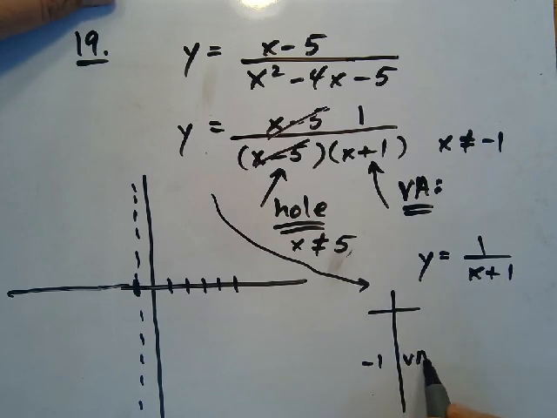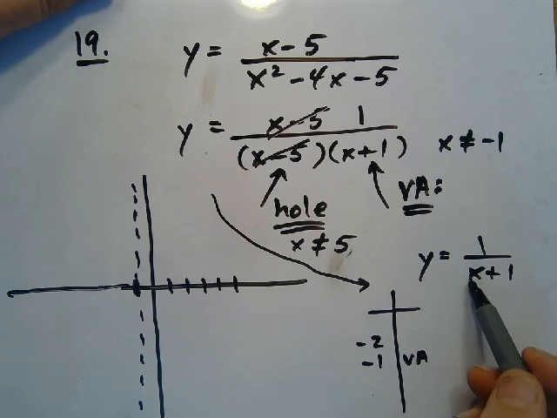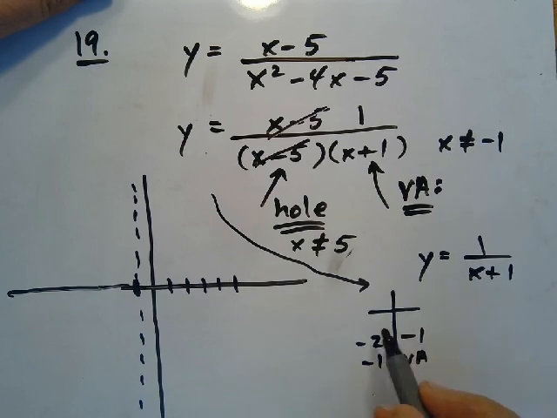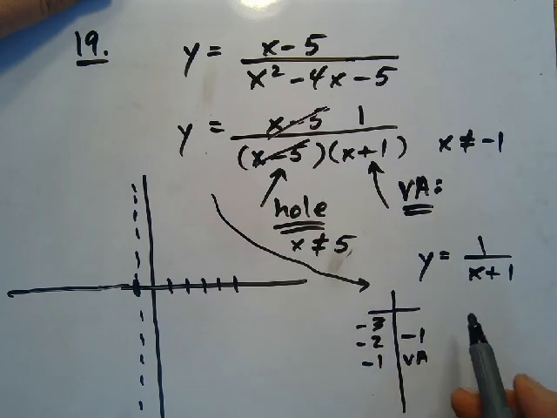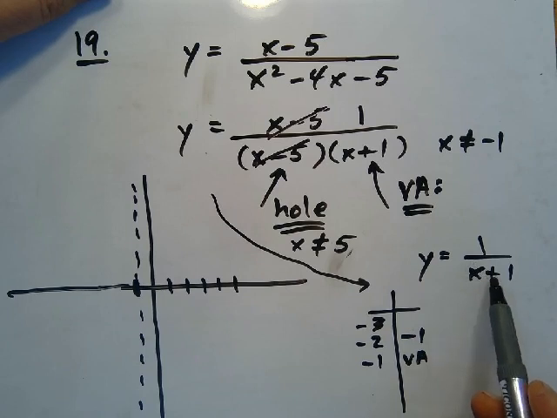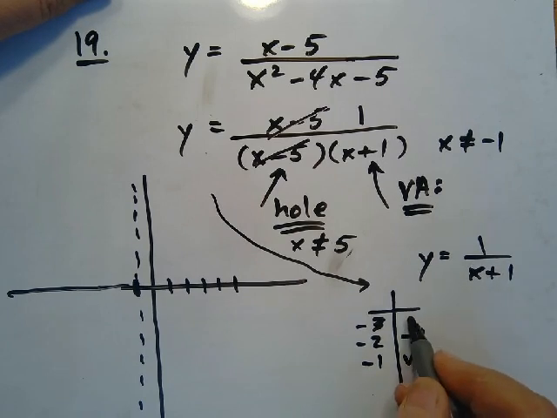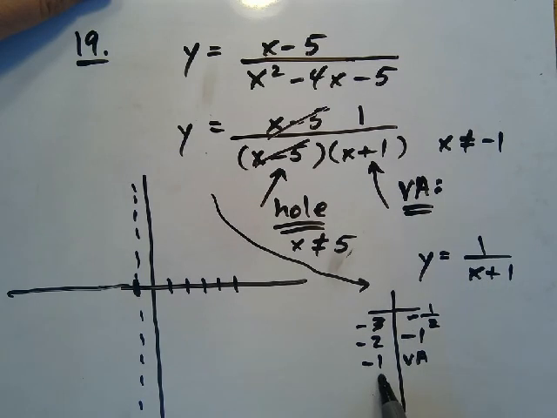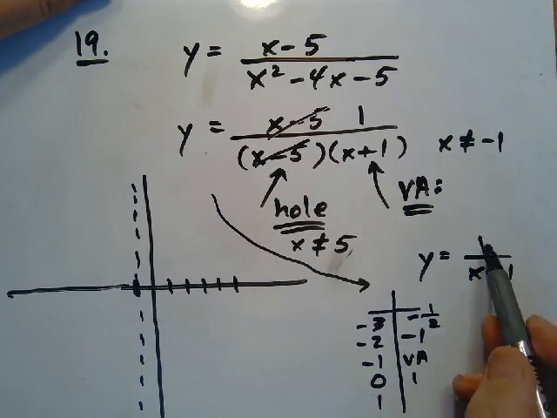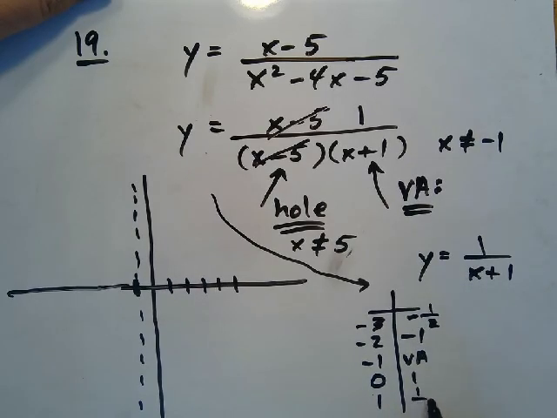-1 is a vertical asymptote. Let's put in -2. 1 over -2 plus 1 is 1 over -1, which is -1. Let's put a -3 there. -3 plus 1 is -2. 1 over -2 is -1/2. And then down here, if x is 0, 1 over 1 is 1. If x is 1, 1 over 2 is 1/2.